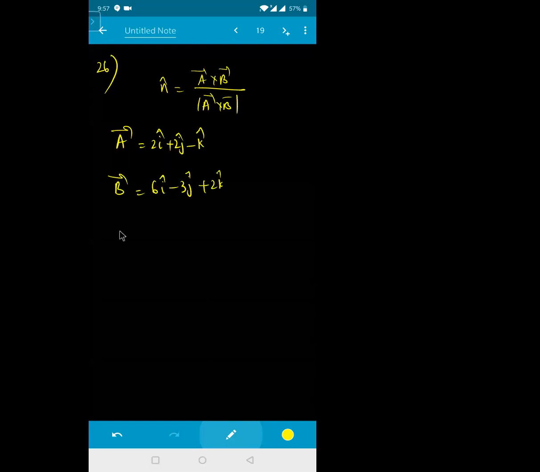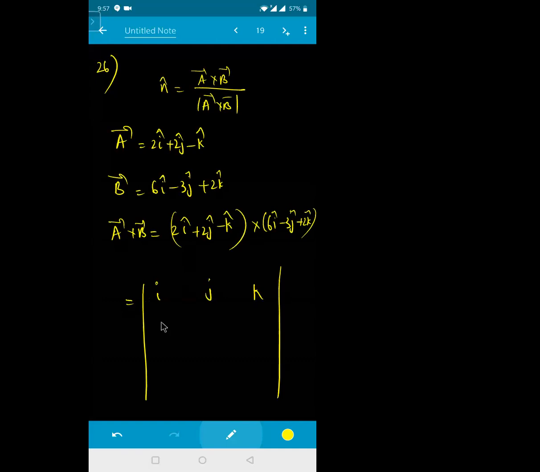So how much will a bar cross b bar be? Tell me quickly. a bar cross b bar will be equal to 2i cap plus 2j cap minus k cap, cross 6i cap minus 3j cap plus 2k cap. So simplify this. We write i, j and k. The values here are 2, 2, -1, and 6, -3, 2.